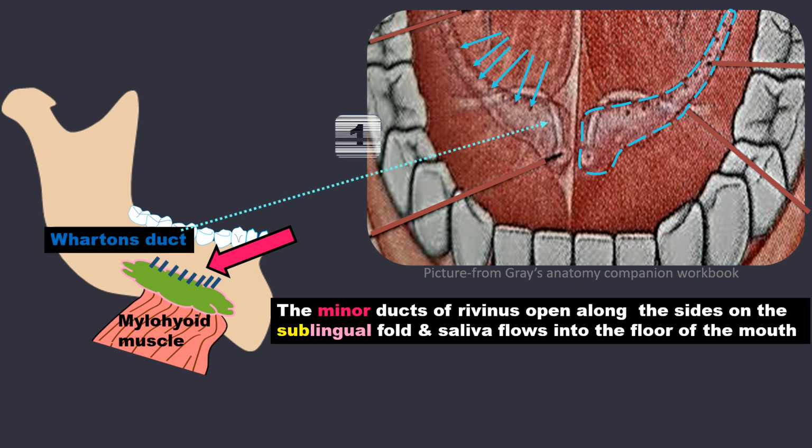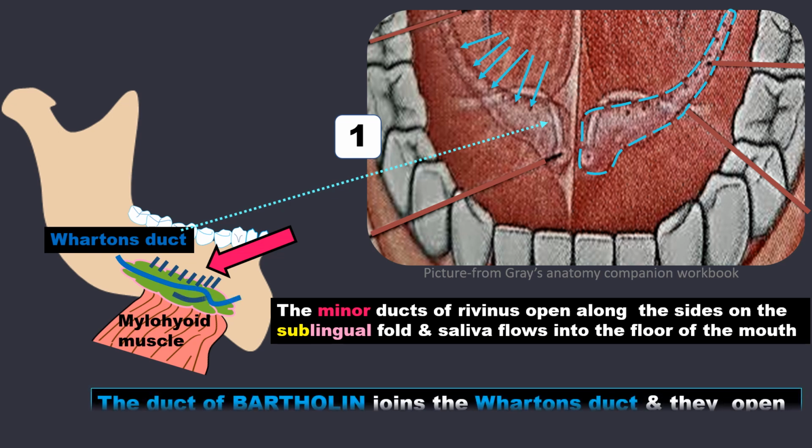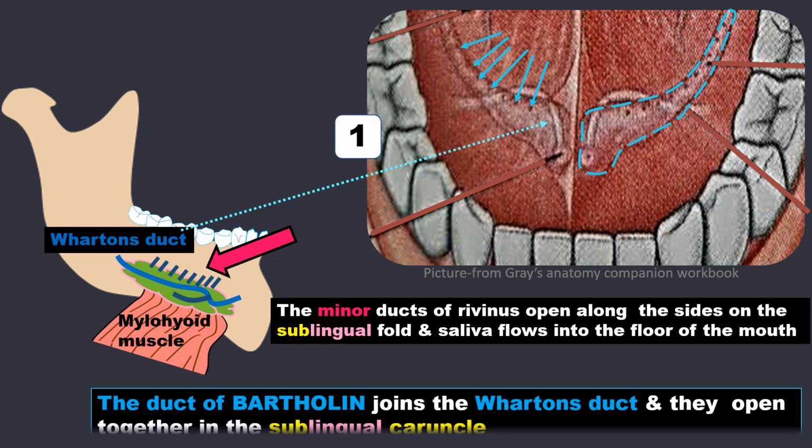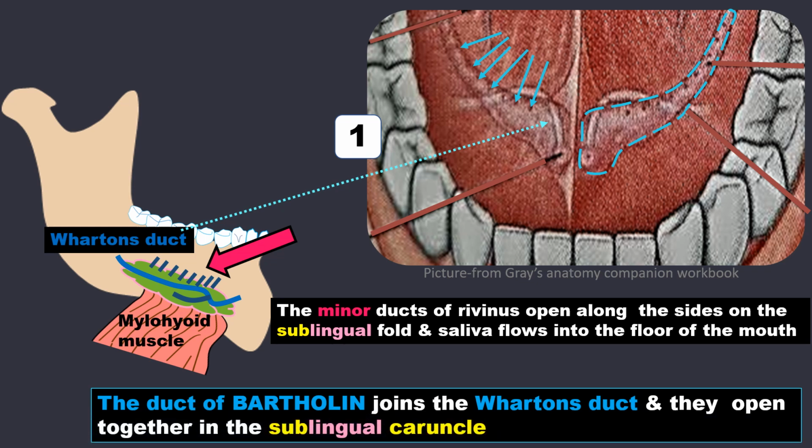Here we have the Wharton's duct in this first image, and this blue line here is the Wharton's duct. Bartholin's duct from the sublingual gland joins the Wharton's duct, and they open together in the sublingual caruncle, and you can see this above in image 1 shown by the yellow arrows.